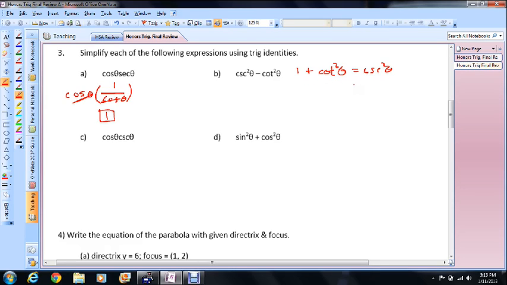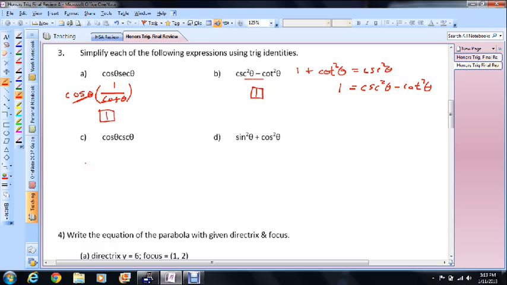So if we manipulate this a little bit to make it look like this guy here, what we get when we subtract cotangent squared from both sides, you get the cosecant squared minus the cotangent squared theta, and all that's left over on this side would be 1. So this, just like part A, is only equal to 1. Final answer. Okay, moving on.